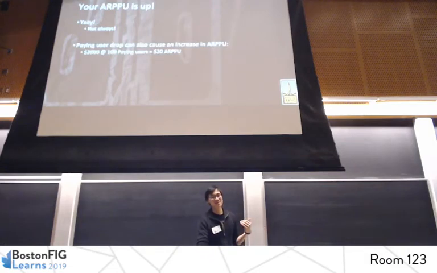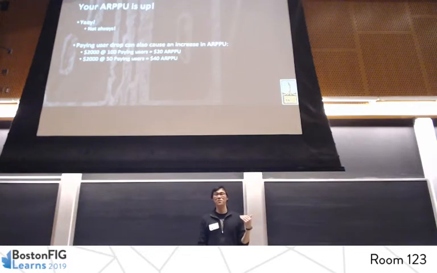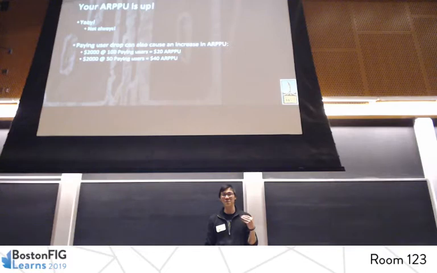So $2,000 at 100 paying users, I get $20 ARPPU. If I take the same amount and say there's 50 paying users, I get $40 ARPPU. But you just lost 50 paying users. You lost half of your paying user base. So you want to double check your numbers. Where did it happen? If your ARPPU is up because your average revenue goes up, that's great. But if your ARPPU goes up because you lost paying users, something bad happened, and you really should take a look at that.